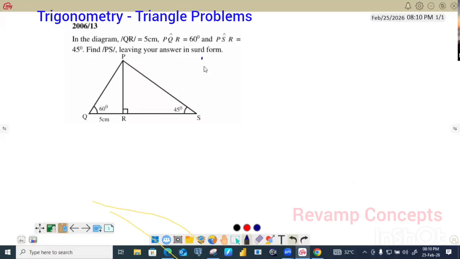We are definitely going to need tan of 60, and in short form, tan of 60 is root 3. And I think we are going to need sine of 45, or probably cos of 45. Sine 45 is also equal to cos of 45 degrees, and that will be 1 over root 2. So let's see how this will play out. Now to find line PS, we may need to find PR.